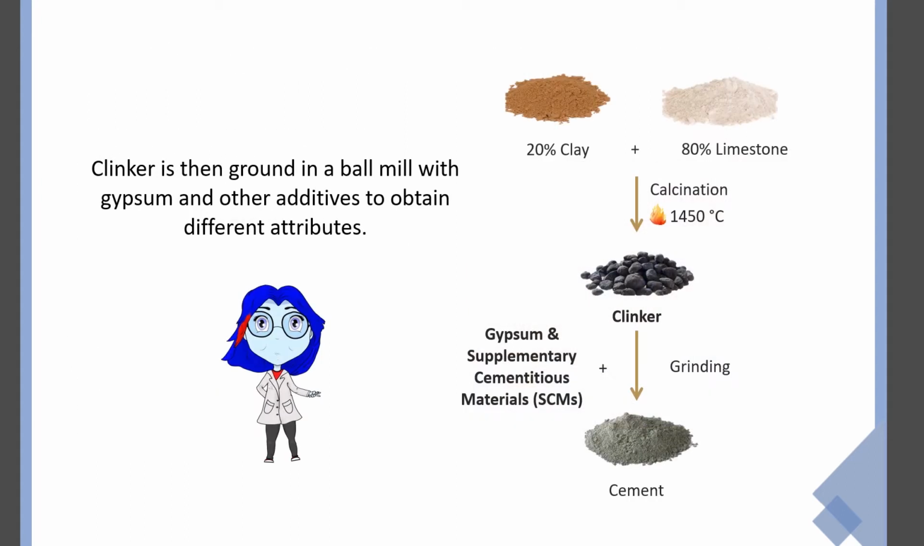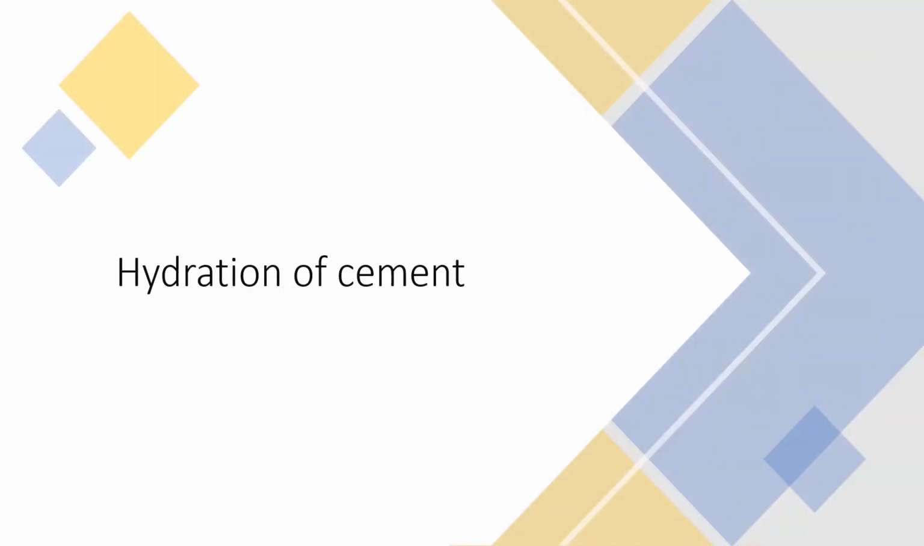Clinker is then ground in a ball mill with gypsum and other additives to obtain different attributes depending on the application. Gypsum is a common additive to control the setting time of cement. Additionally, supplementary cementitious materials may be added at this step to decrease the amount of CO2 emissions in cement and to modify the properties if desired. But this is only the first step of cement production.